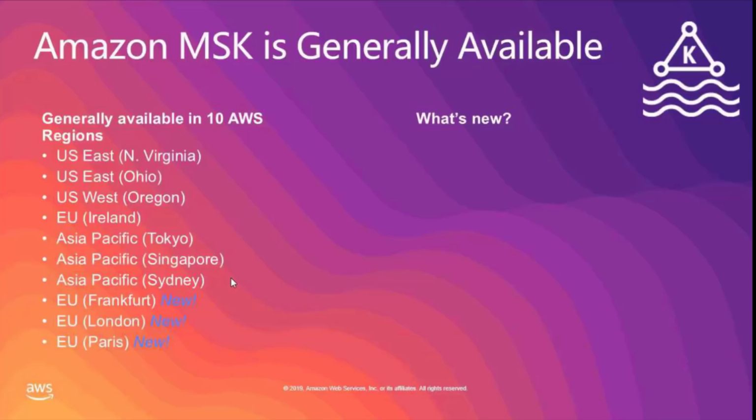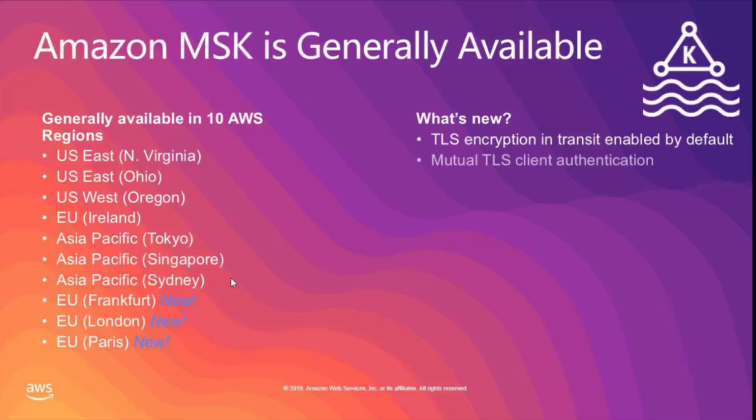We also added a stack of new features for MSK for general availability. First is TLS encryption in transit, and this is also a feature that's enabled by default. You can use it to encrypt data between your clients and the cluster, and also use it to encrypt traffic between brokers. We shipped a mutual TLS client authentication feature so that you can have fine-grained control over the clients that authenticate to an MSK cluster. There's a 99.9% availability SLA, and the service is also HIPAA eligible.